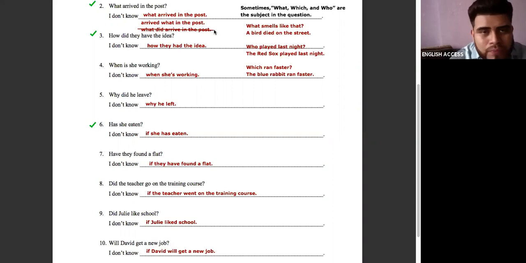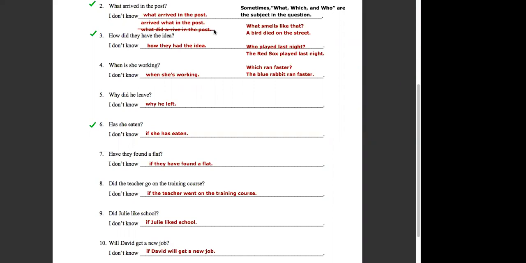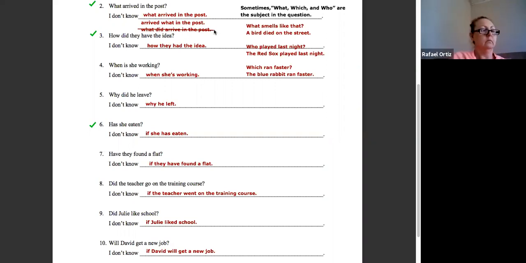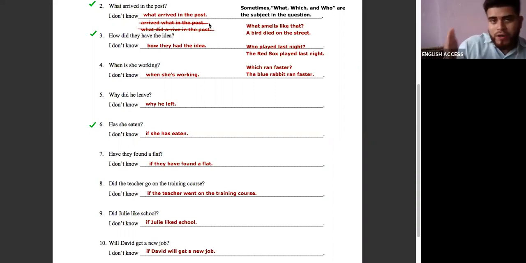All right? So that's out of the way. And then the other thing is that you can't change the order of the words. I don't know. Question word or if, the subject and the verb, not the verb and then the subject. That wouldn't work. But just remember that the order of that is very important and not to use auxiliaries.